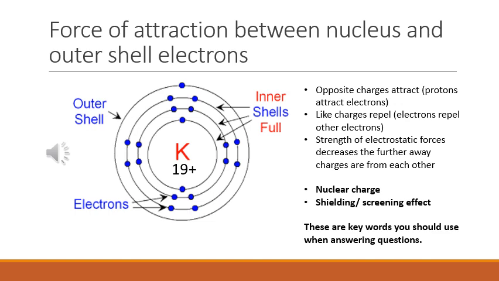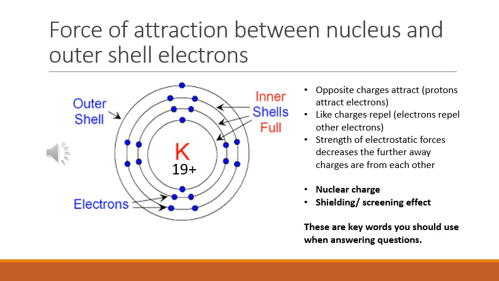So when we're thinking about the force of attraction between the nucleus and outer shell electrons, there's a few things that we've got to remember and consider. First of all, opposite charges attract. So we have protons in the nucleus and they attract all of the electrons around the nucleus. Protons are positive, electrons are negative, and opposite charges attract. Remember always to be clear that it's the electrons that are attracted to the protons in the nucleus.